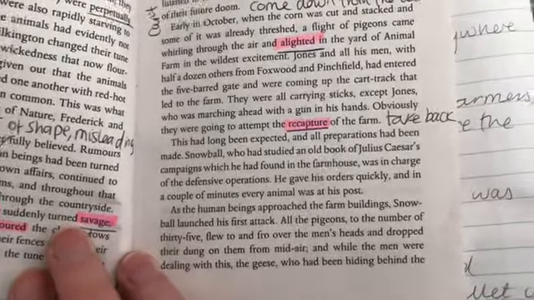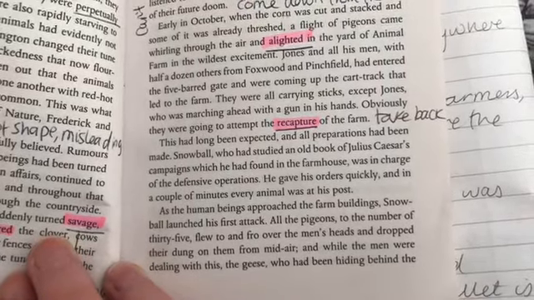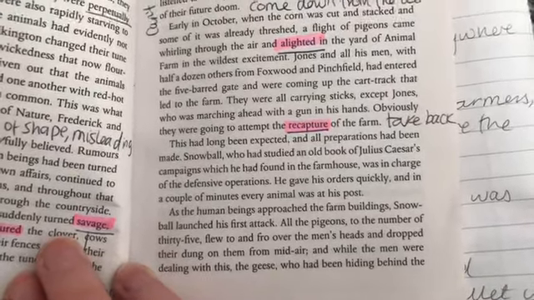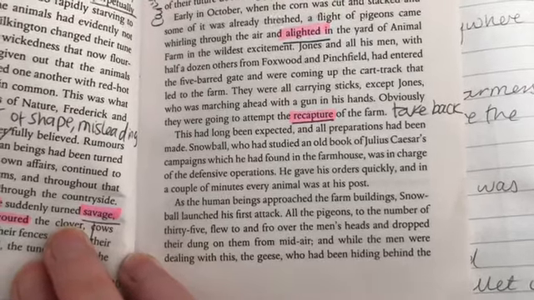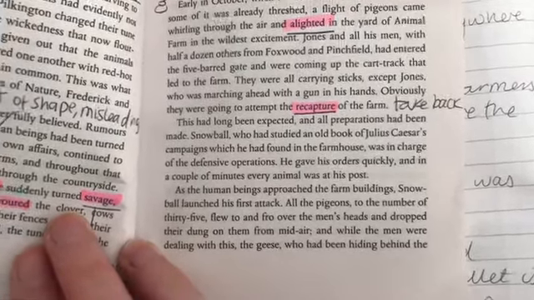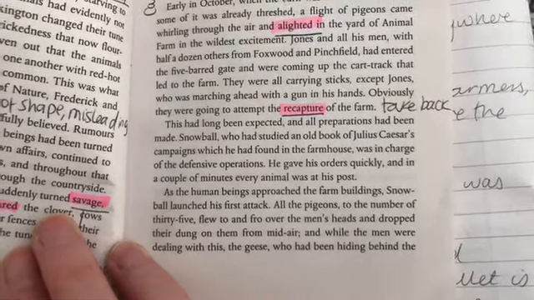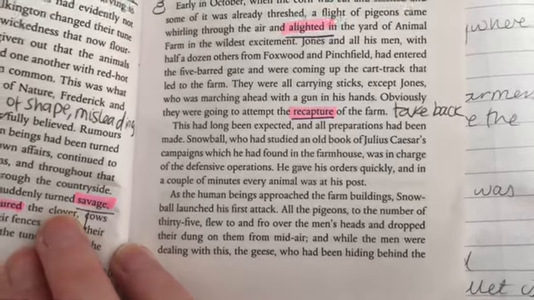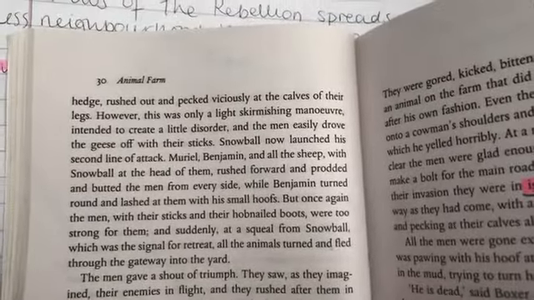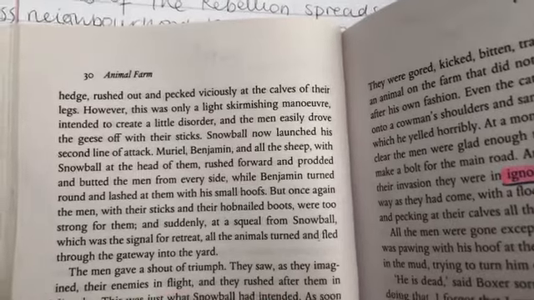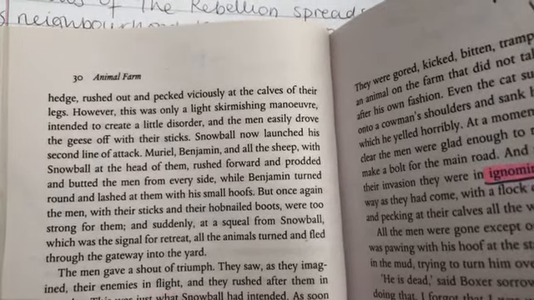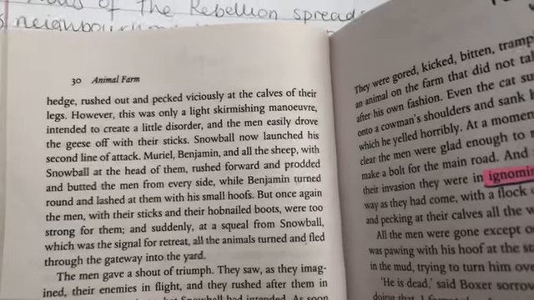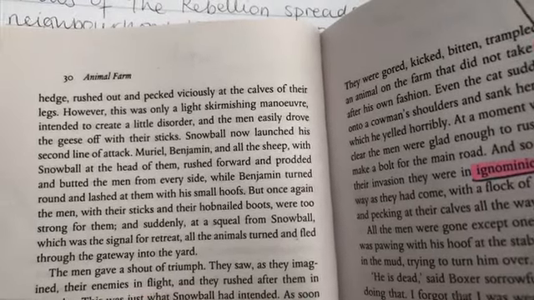He gave his orders quickly, and in a couple of minutes every animal was at his post. As the human beings approached the farm building, Snowball launched his first attack. All the pigeons, to the number of 35, flew to and fro over the men's heads and dropped their dung on them from mid-air. And while the men were dealing with this, the geese, who had been hiding behind the hedge, rushed over and pecked viciously at the calves of their legs. However, this was only a light skirmishing manoeuvre intended to create a little disorder, and the men easily drove off the geese with their sticks.